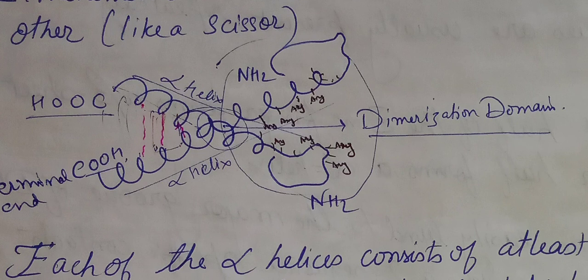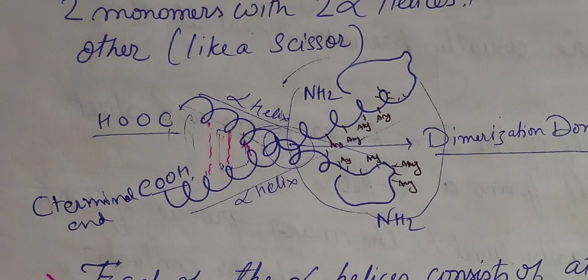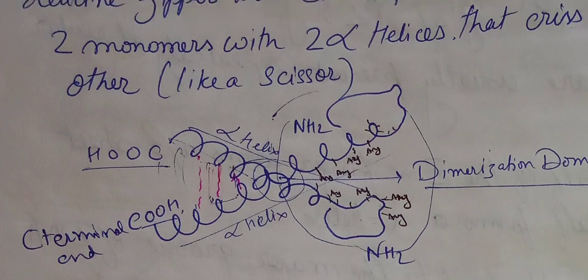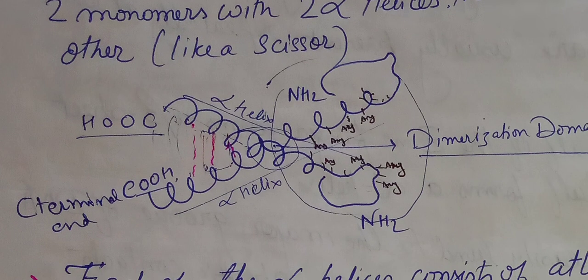This part in the middle is your dimerization domain. Here it has also been shown the C terminal end and the amino terminal end. So it is actually two monomers. It is a dimeric protein. One protein, two protein, both having N terminal and C terminal as shown here very clearly, and they have crisscrossed with each other to form this type of motif, right?